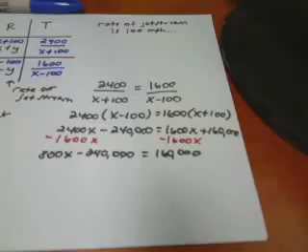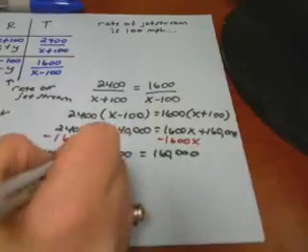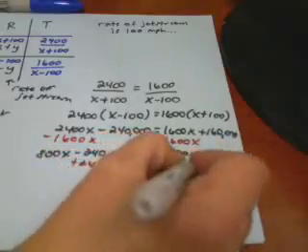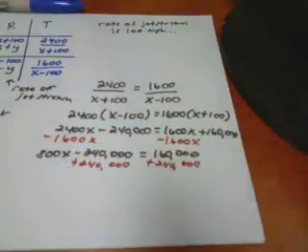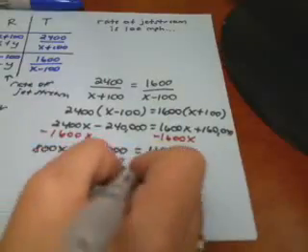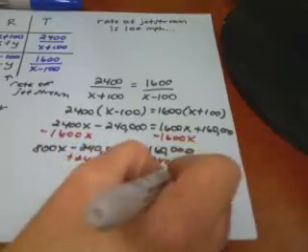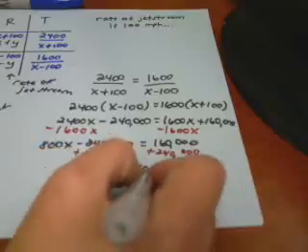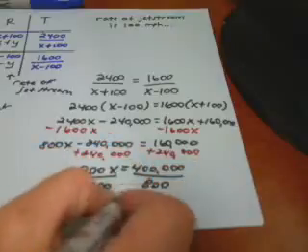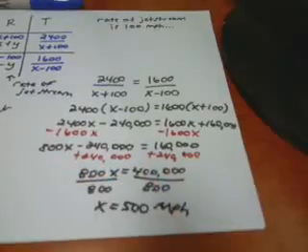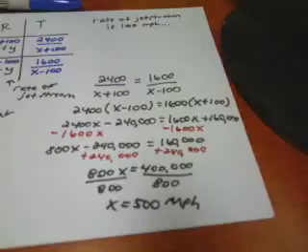Since I chose to move the x's to the left, I'm going to move the numbers to the right. So I'm going to add 240,000. Now I have 800x equals 400,000. Your last step, divide by 800. So I get x equals 500 miles per hour. That is the rate of my airplane. That's how fast the plane is traveling in calm air.